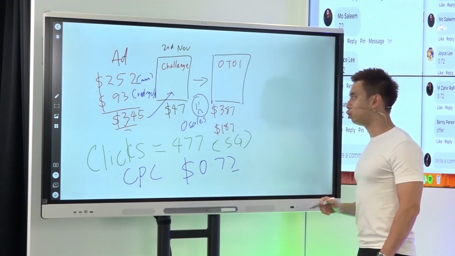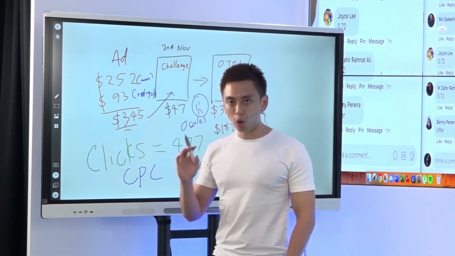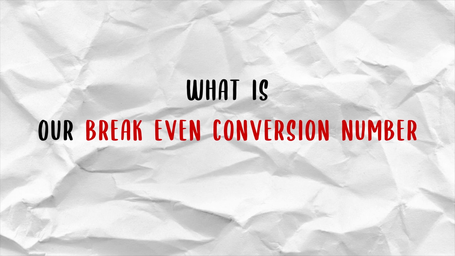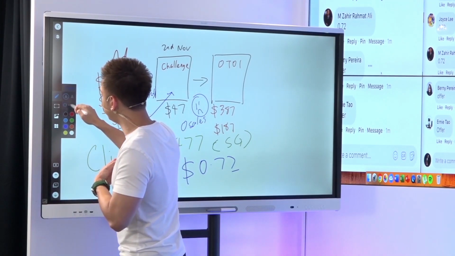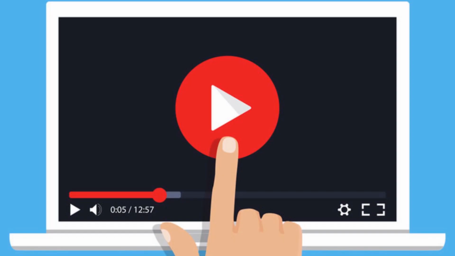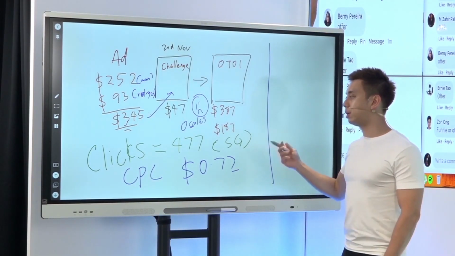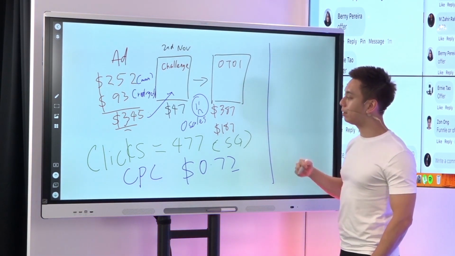can improve. So one thing that we always need to do is we must always be able to calculate what is our break-even conversion number based on this current number, in order to determine if we should improve the offer or the write-up or the sales video, because we want to be able to simulate and see would things be significantly better if we did that.